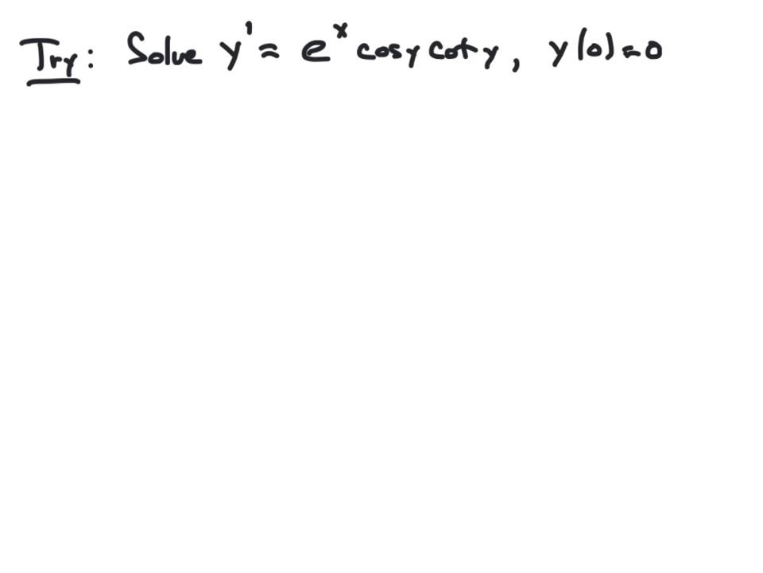If you'd like to try a similar example, pause the video and solve y prime equals e to the x cosine y cotangent y with the initial condition y of 0 equals 0. Resume the video and the full solution will appear in a few seconds.